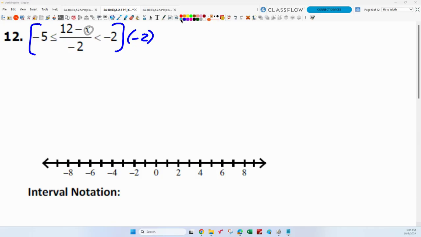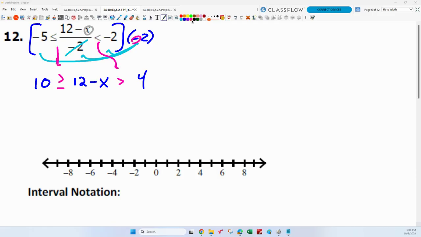So we'll distribute that to all 3 parts. Everybody agree -2 times -5 is +10. When I distribute to the middle, it's just going to cancel the denominator. So we get 12 minus x, and -2 times -4 is +4. Anything I need to be careful about here? Got to flip the signs. Good, because I multiplied by a negative. So these guys get flipped.